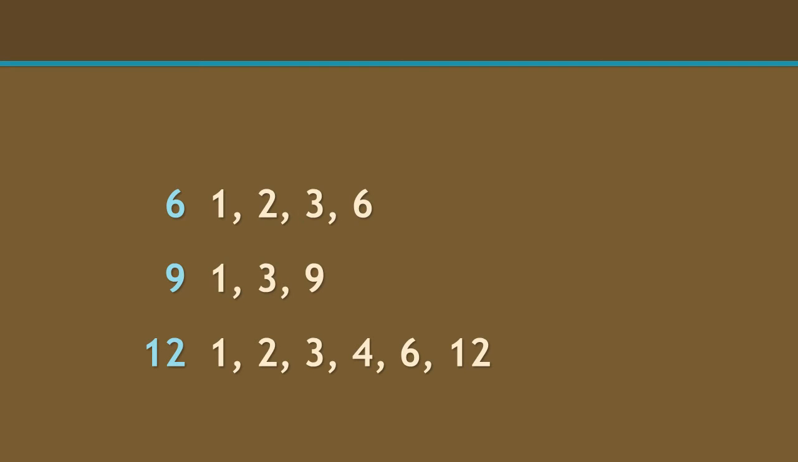Let's take a look at these three numbers, 6, 9, and 12. And let's go ahead and first find their common factors. We can see that their common factors are 1 and 3. So now we're going to determine the greatest common factor, which we look for the largest of the factors, and we see in this case it's the number 3.